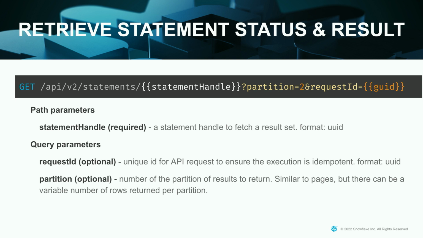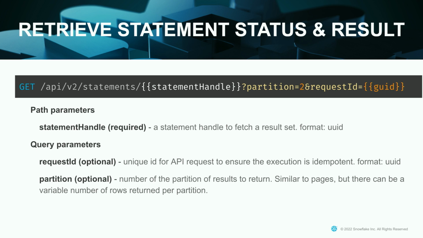So again, here you see a couple query parameters, but also a path parameter. In this case, the required path parameter is that statement handle. So I mentioned before, when you set async to true, Snowflake will instantly return to you a statement handle that you can use to then retrieve the results at a later time. And so that statement handle is the ID of the result set, of that eventual result set, essentially. So you'll be able to fetch the result set and poll for it as it's running.